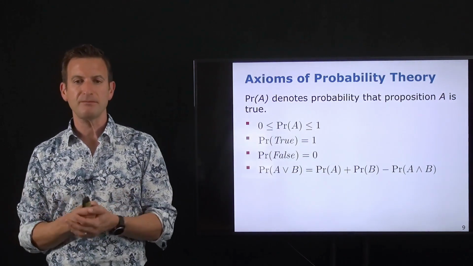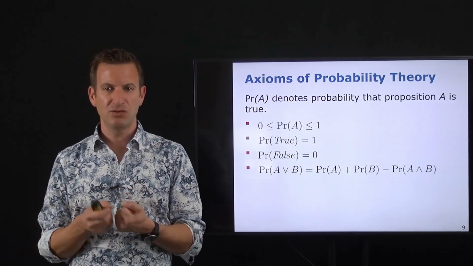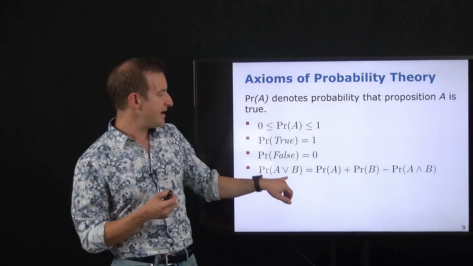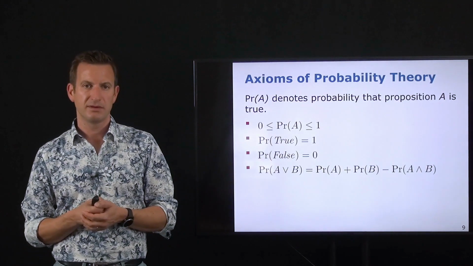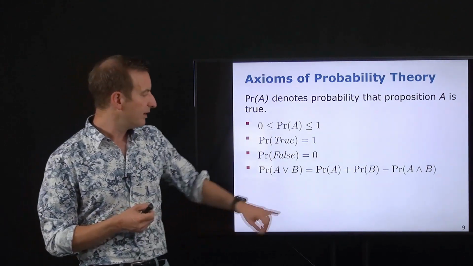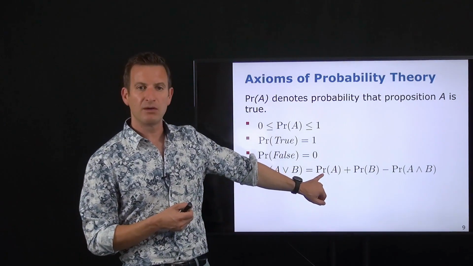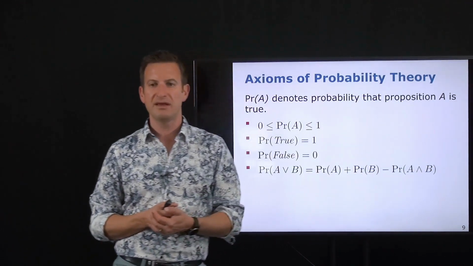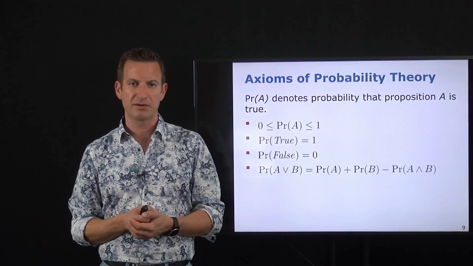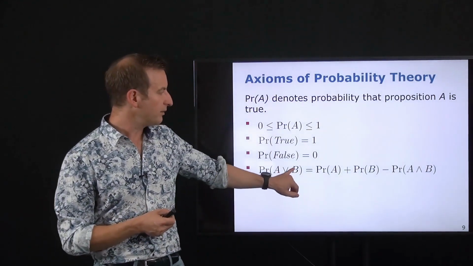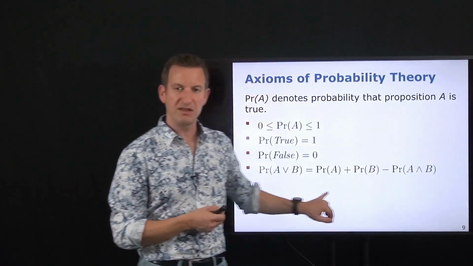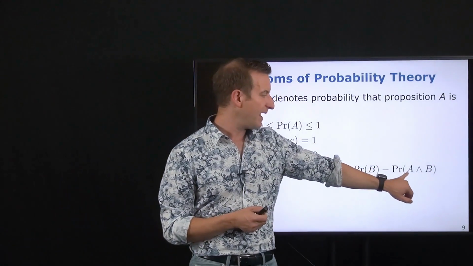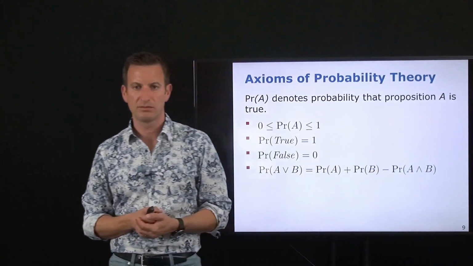Okay? So, and then we have, if you have 2 propositions, A and B, the probability that A or B is the case, or holds, is equal to the probability that A holds plus the probability that B holds minus the probability that A and B hold together. So this is an OR and this is an AND.